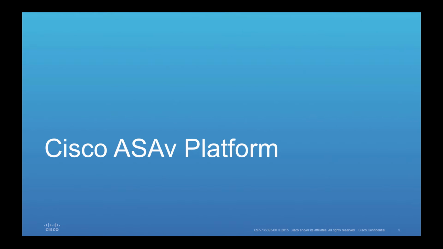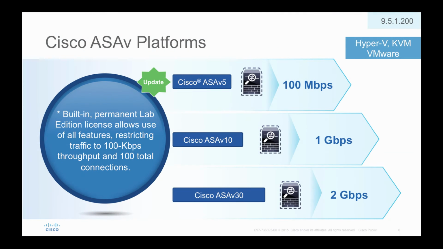Let's move on to our next topic, the Cisco ASAv platform. Currently, we support Cisco ASAv5, ASAv10, and ASAv30. Presently, 100 meg is supported on ASAv5, 1 gig is supported on ASAv10, and 2 gig is supported on ASAv30. In case you are planning to use it for lab purposes and you are not planning to install a license, you can use it, but there is a restriction. Traffic is restricted to 100 kbps and maximum concurrent connections cannot exceed 100. All these models are supported on Hyper-V, KVM, and VMware.